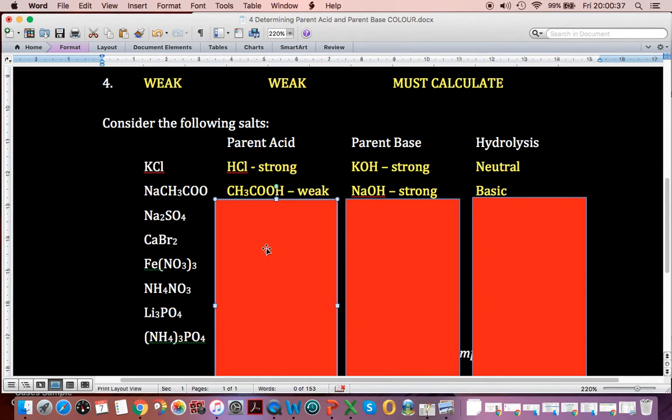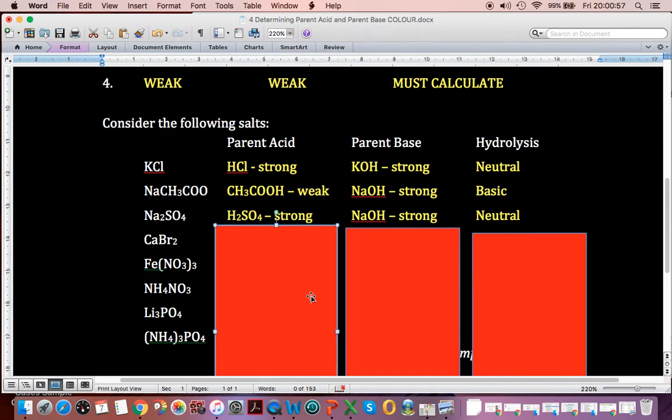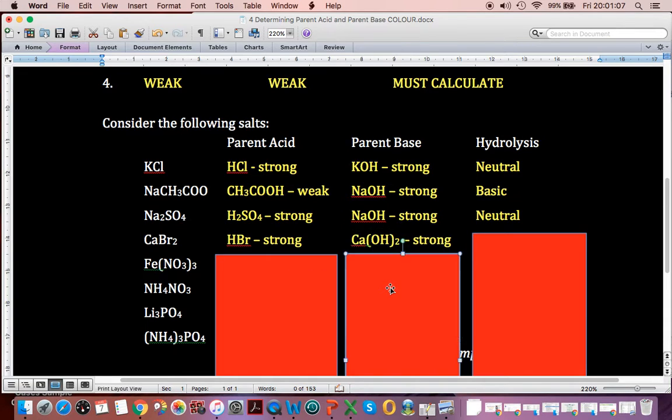Sodium sulfate, we look at the sulfate. We can argue it came from sulfuric acid. And we know sodium came from sodium hydroxide, a strong base, so this should be neutral as well. CaBr2, well, that's group 2, we'll get that in a moment. We look at the bromide, HBr, strong, strong. So it's got to be neutral.